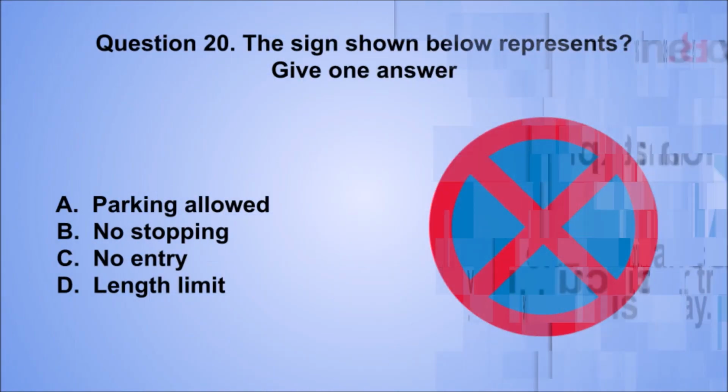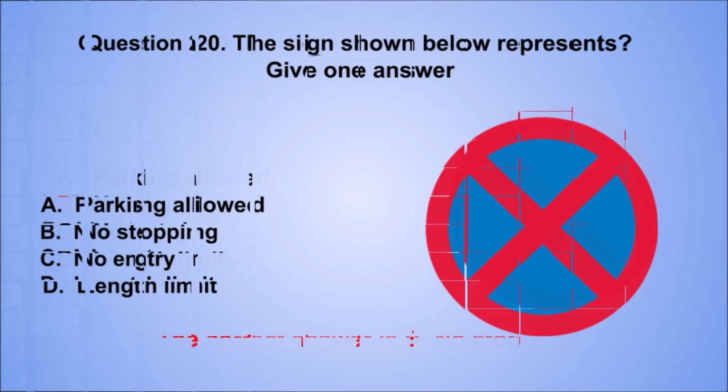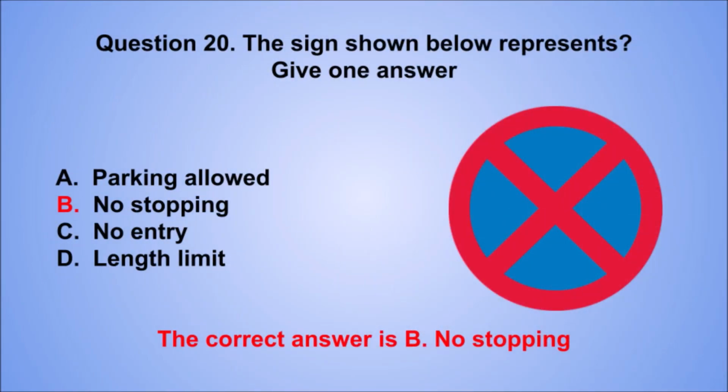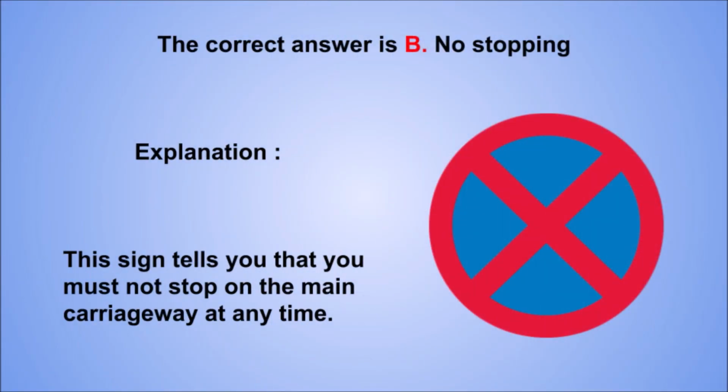Question 20. The sign shown below represents, give one answer. A. Parking allowed. B. No stopping. C. No entry. D. Length limit. The correct answer is B. No stopping. Explanation. This sign tells you that you must not stop on the main carriageway at any time.